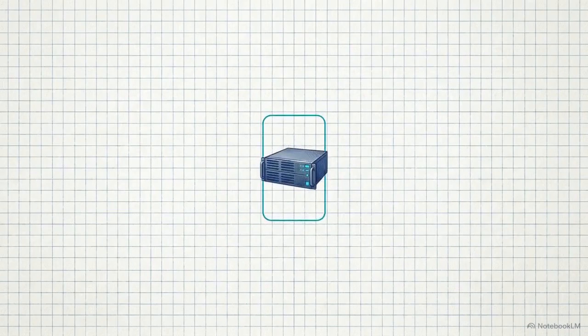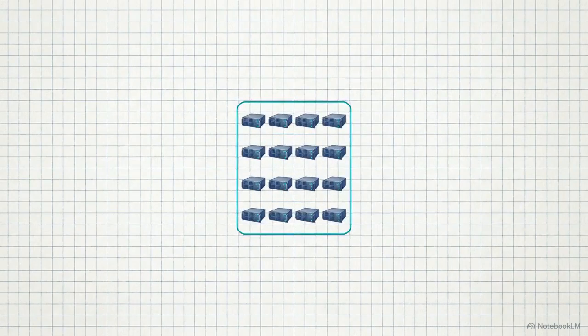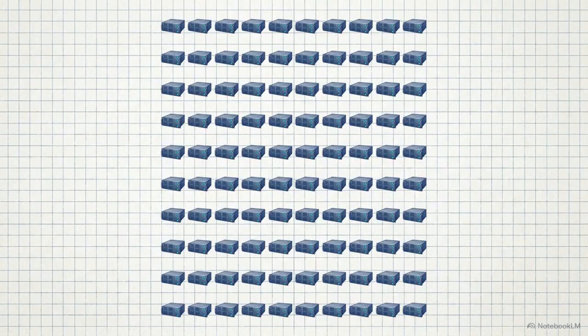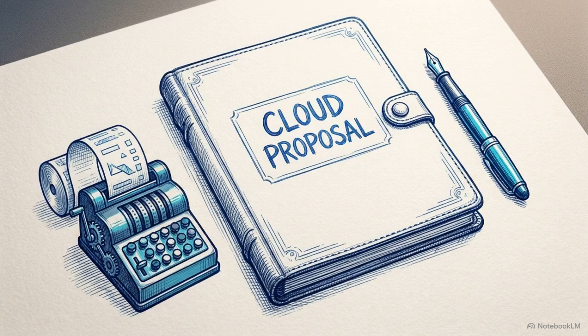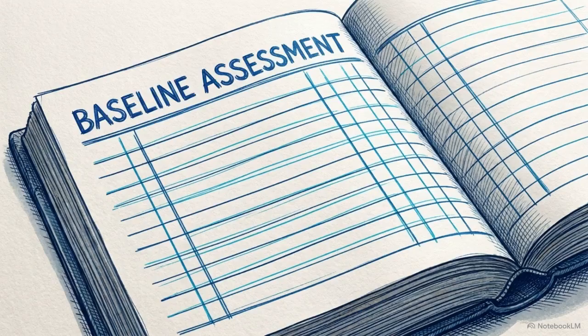Moving to the cloud offers clear technological benefits, like the ability to scale resources on demand. But before any engineering work begins, executives require strict financial justification to approve the transition. The first step in building this justification is calculating your current total cost of ownership, or TCO.